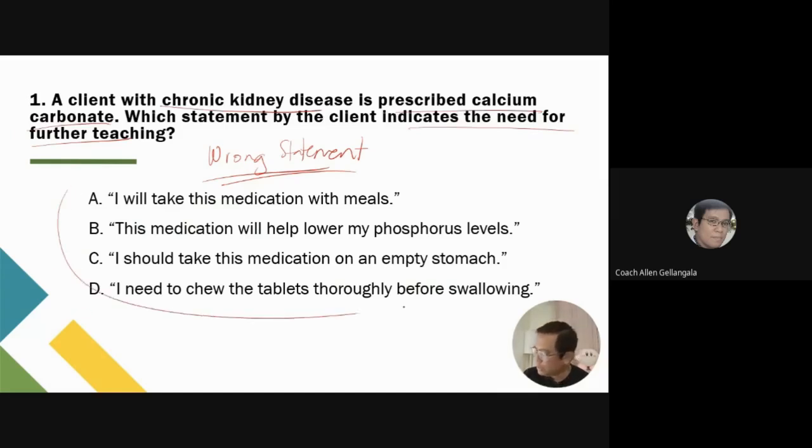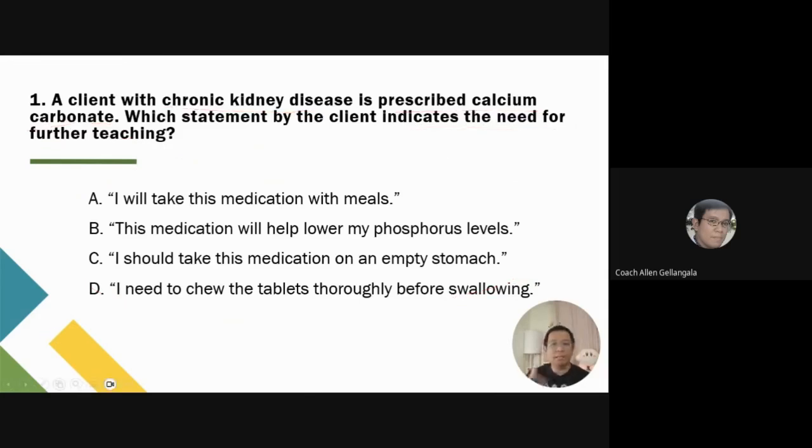But look also at your choices. All of your choices are focusing on your medication. So do not overanalyze. One golden rule of NCLEX: do not question the question. The question is pertaining to calcium carbonate as the medication. So what would be the best thing to answer here? Or which of the following here is the best answer that indicates a wrong conception, or a misconception, of the current condition?